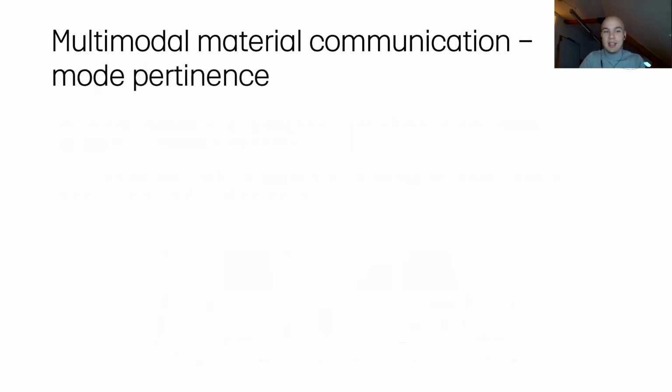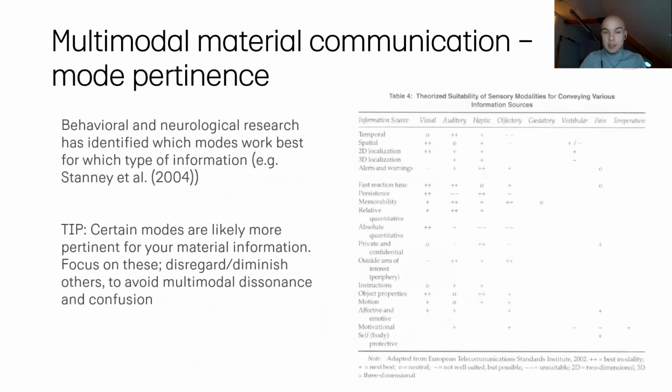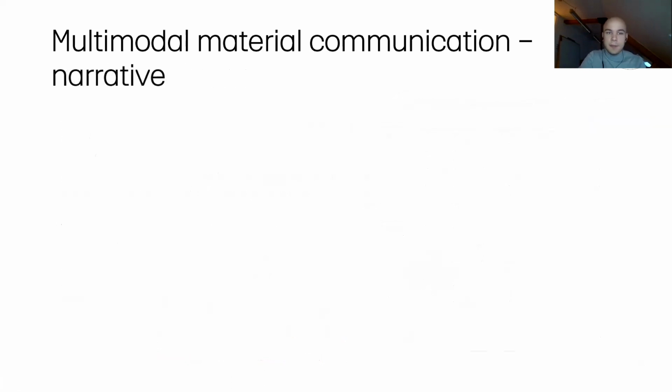So the second idea is mode pertinence. Basically, just consider which modes are relevant for the information that you want to convey. Some modes, as you can see here, work better with a certain kind of information, whereas not so good with certain other kinds of information. And focus on those that work for you or for the properties of the materials you're dealing with.